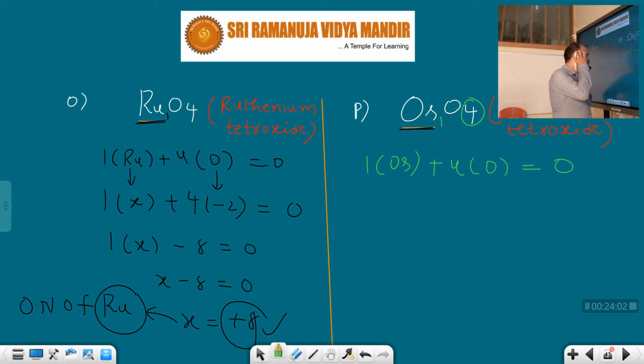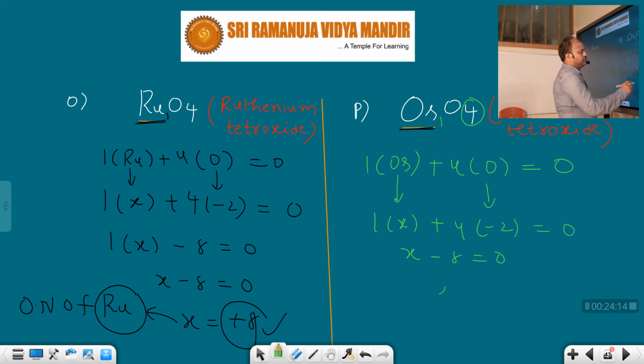Compounds are always electrically neutral. That's why the total charge is equal to 0. Osmium we don't know, say X. Oxygen generally exhibits oxidation number -2. So X minus 8 is equal to 0. X is equal to how much? Plus 8.